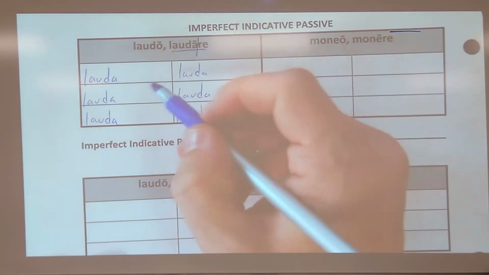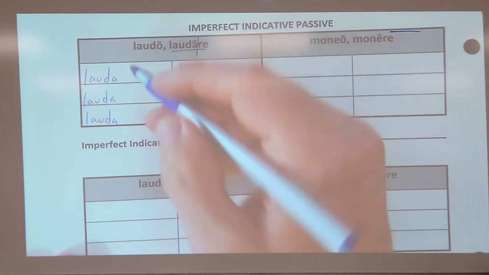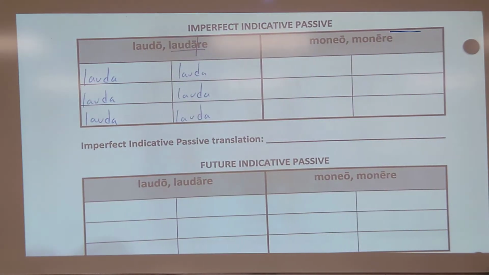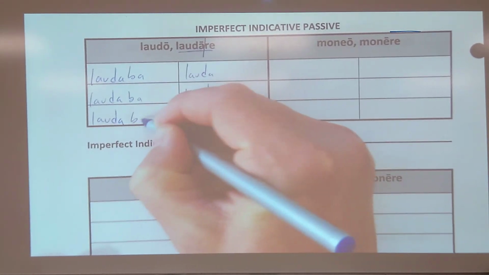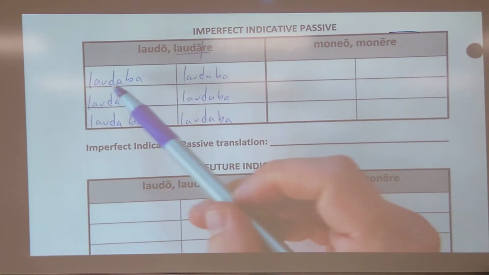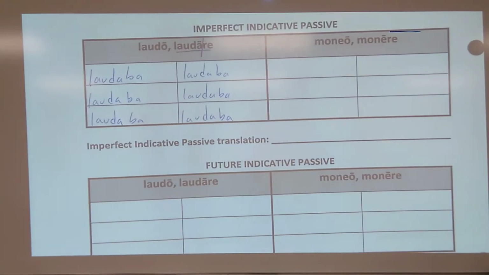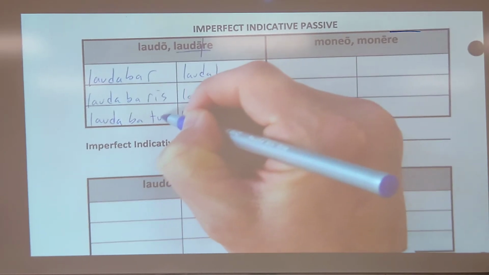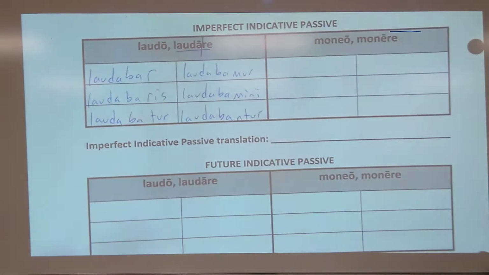So we can just cut to the chase here and say that the endings are the same. The only thing we're adding for the imperfect is that sort of goat sound that we add for the imperfect, right? The ba. Okay? So now for the imperfect, we're starting off with lauda ba, and then we just add those passive endings. So ar, ris, tur, mur, mini, ntur. Okay?